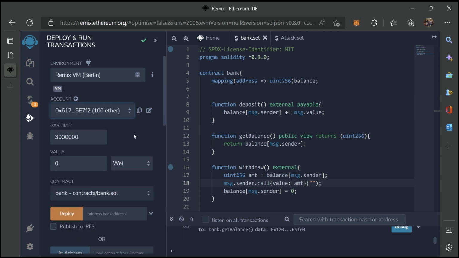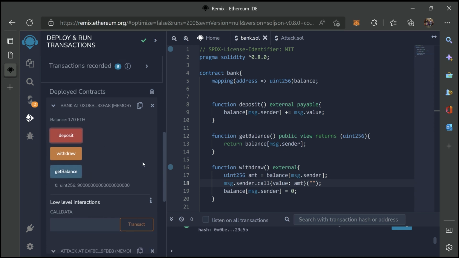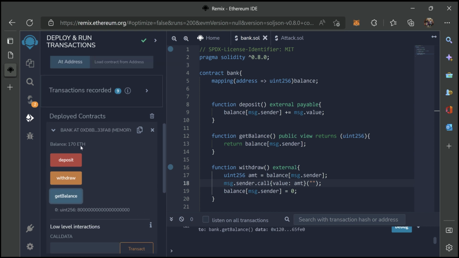Let me try this one also. This one, instead of 90, I'm going to use 80. So if I deposit again, you can imagine 80 plus 90 is going to be 170, and the balance for the individual is going to be 80 plus 18.0. So now we have 170 for the total.